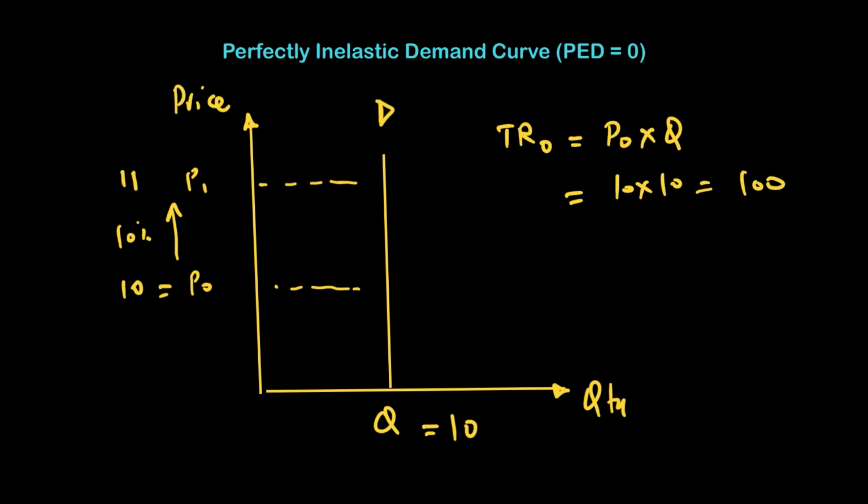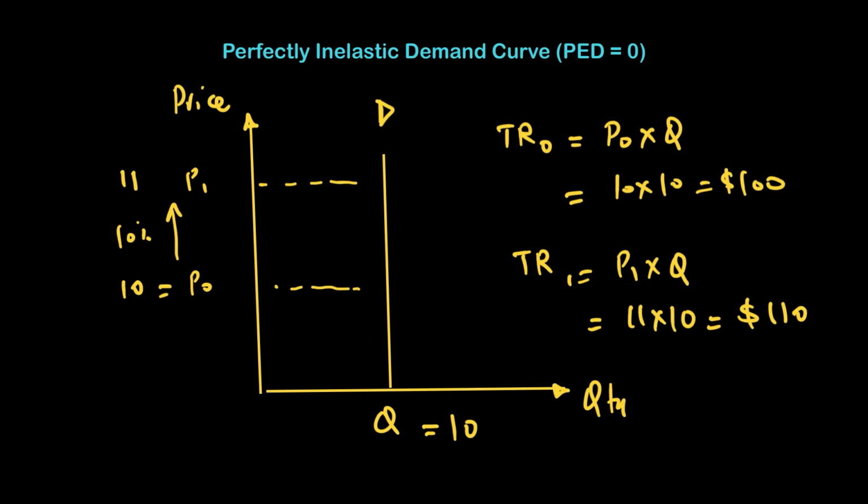But now a 10% increase of 10 will make the price 11. When the price goes up from 10 to 11, the new total revenue is P1 times Q, or 11 times 10, or $110. So because the quantity isn't changing, revenue changes because of the price. The higher the price, the higher your revenue, as quantity demanded is not changing at all.